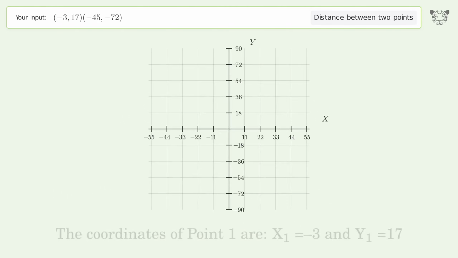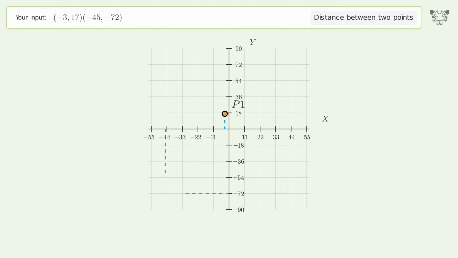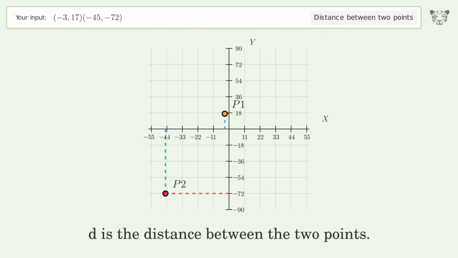The coordinates of point 1 are x1 equals -3 and y1 equals 17. The coordinates of point 2 are x2 equals -45 and y2 equals -72. D is the distance between the 2 points.